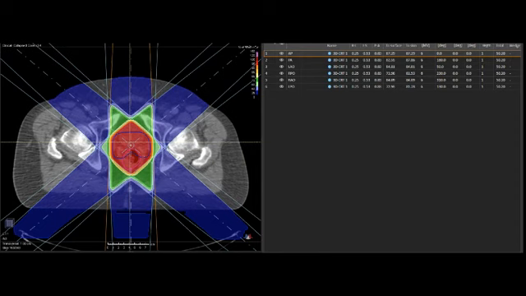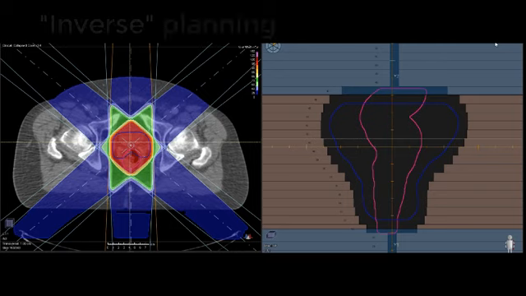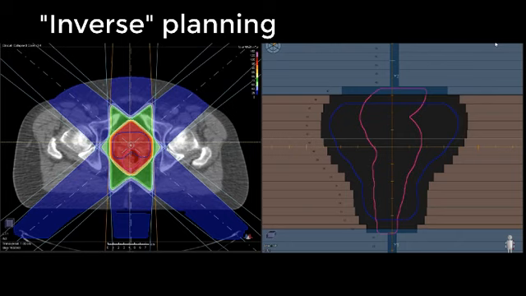Now to do that, we need to address the issue of how do you get from a dose distribution over on the left to a shape of leaves on the right. And so that's the problem or the process that we call inverse planning. So given a dose distribution that I know I want, how do I get a leaf sequence to give me an IMRT fluence? That's what I'm going to talk about now.